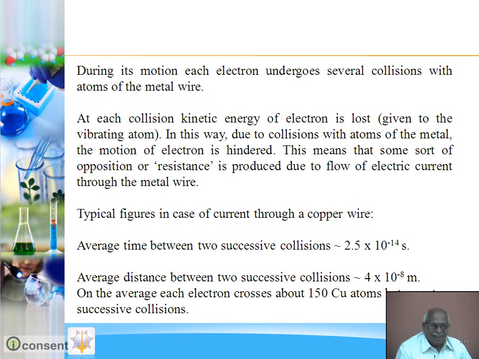This explains the heating effect of electric current. Anyway, for the time being, we are concerned with the electron. So how is the motion of the electron? Not very smooth. At each collision, it has to lose all the kinetic energy and start fresh.